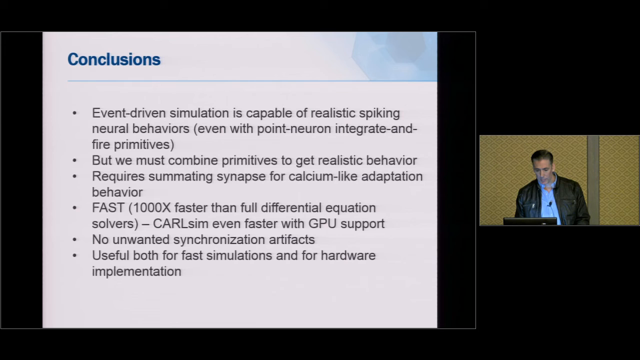So in conclusion then, event-driven simulation is capable of realistic spiking neural behaviors, even with its very simple point neuron integrate-and-fire primitives. But in order to compose that into something that really would be useful to a practicing person in the field, you have to combine those primitives to get realistic behavior. As far as I can tell, it requires the summating synapse to get those calcium-like adaptation behaviors. But if you're willing to do that, the benefit is fantastic.